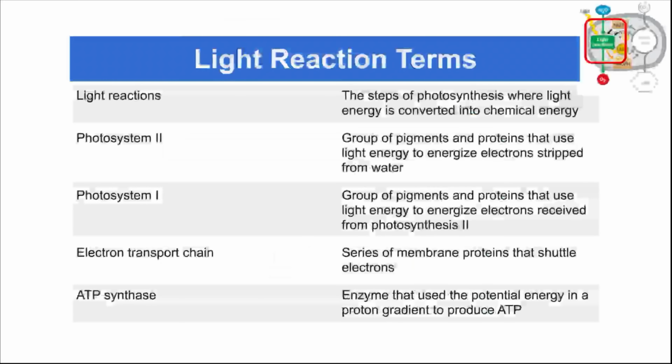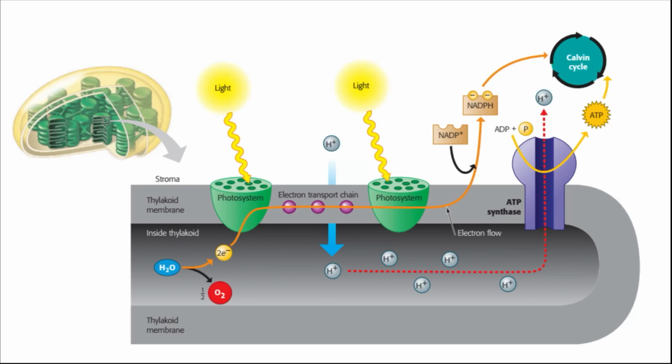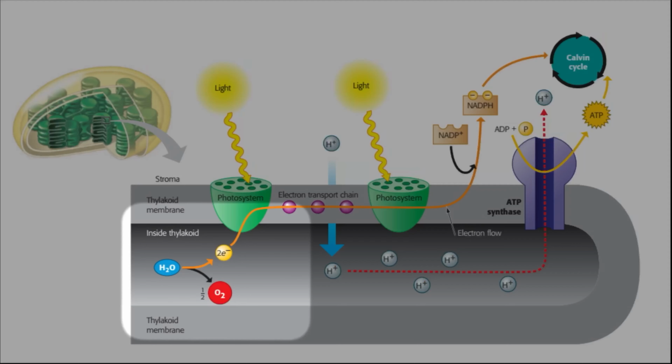Let's take a look at the light reactions in photosynthesis. Here you can see a diagram that illustrates the process through which high energy molecules are made from photosynthesis. We discussed an electron transport chain in respiration. The electron transport chain helps maintain a gradient of hydrogen ions across the membrane. On the bottom left, we can see that a water molecule is split into a hydrogen ion and an O2.